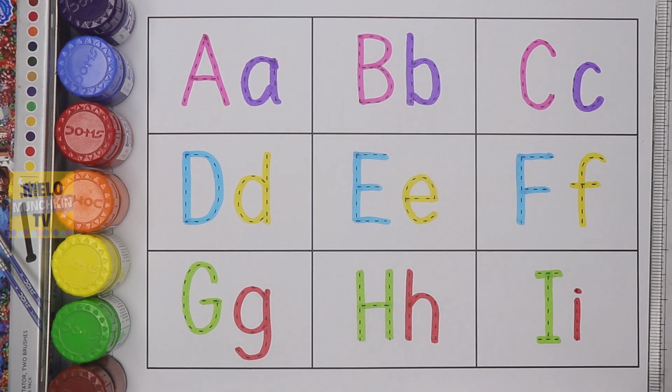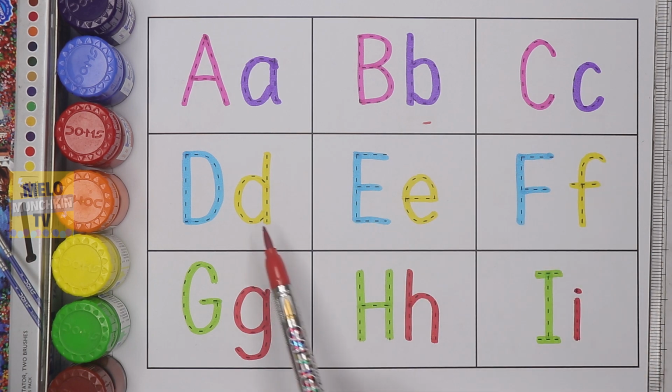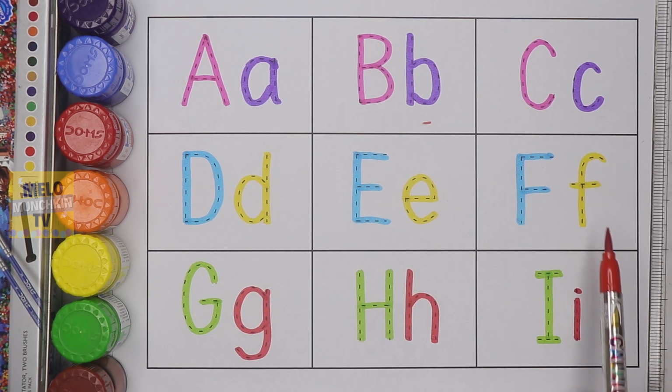Let's repeat from the beginning. A, B, C, D, E, F, G, H and I.